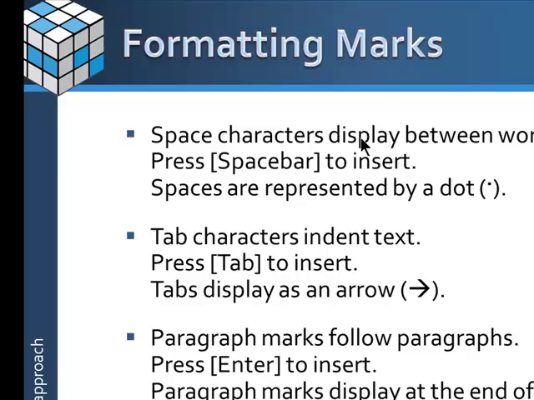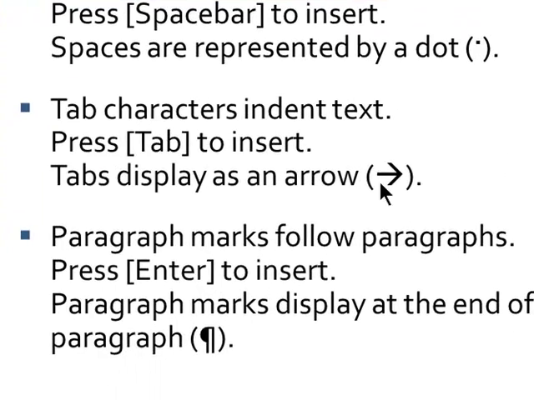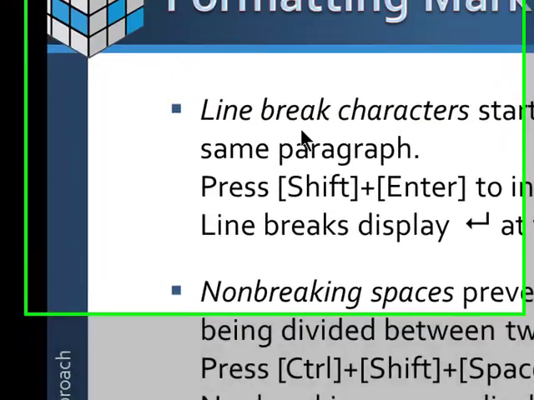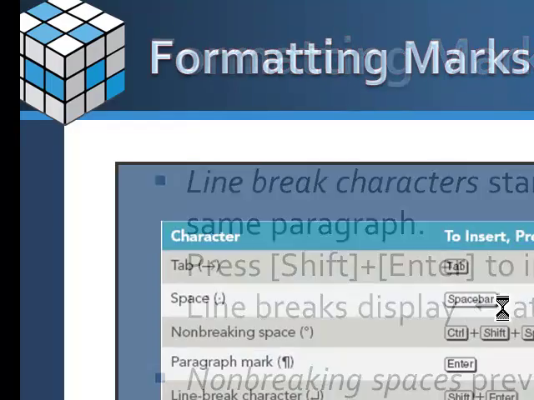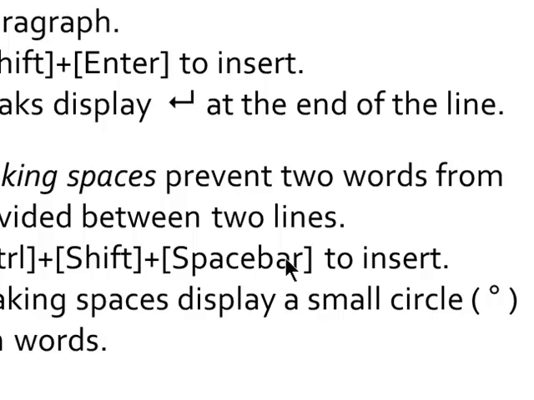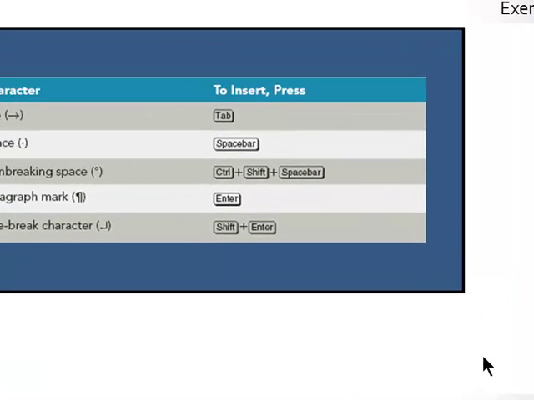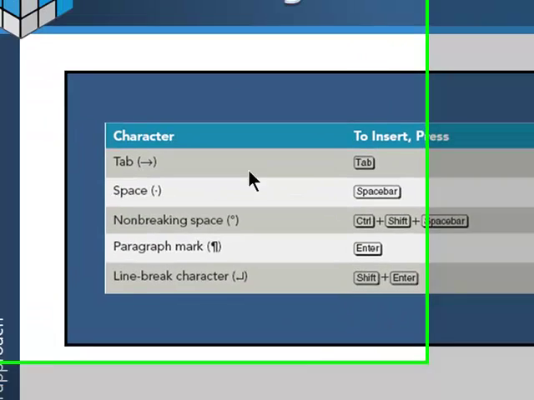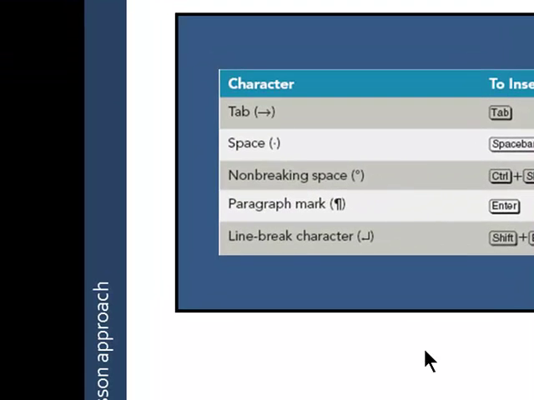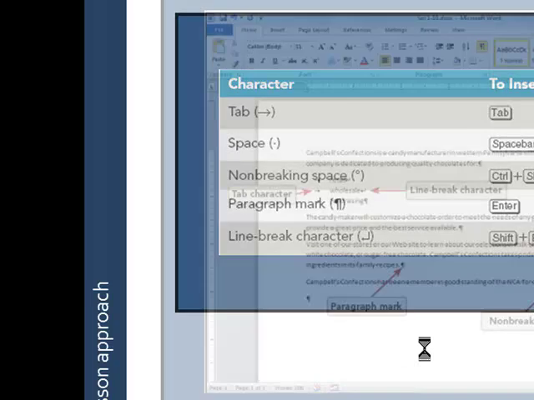So these are represented, spaces are by dots, tabs will appear as arrows, paragraphs will be paragraph signs, non-breaking or line break characters will be my, let me go back here, will be my shift arrow, and then my non-breaking spaces will be the superscript degree mark. And how I create those: simple tab, spacebar, control shift spacebar for the non-breaking space, enter for a paragraph, and then the soft break is a shift enter.